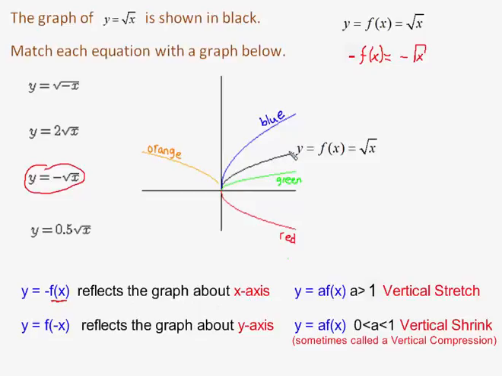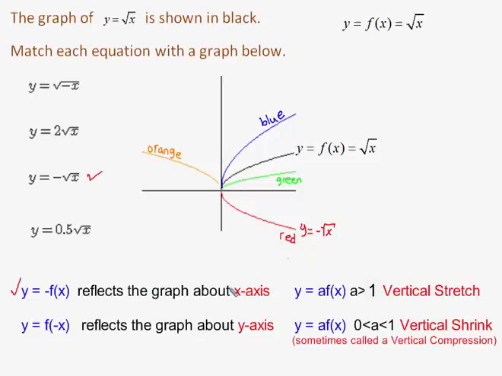Here's our parent function, the black curve. Reflection about the x-axis means if this was drawn with ink or paint on a piece of paper, and you were to fold the piece of paper about this dotted line, which is the x-axis, that ink would smudge down here and would become what we've colored in red. So based on these choices, the red graph matches the equation y equals negative square root of x.